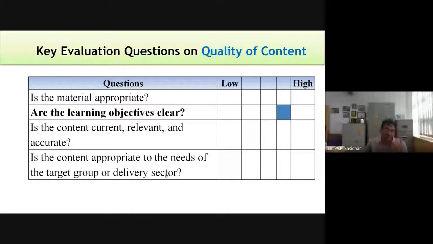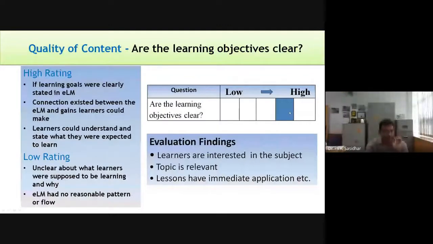This is one example I am taking here, on an evaluation question about the quality of the content of e-learning material. For instance, if the question is, are the learning objectives clear? And if the response is, for example, nearly to the high level, then the summary of the result is that we get a high rating. This is a relatively high rating because of these reasons.